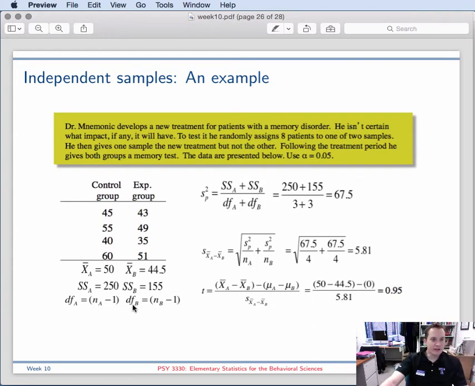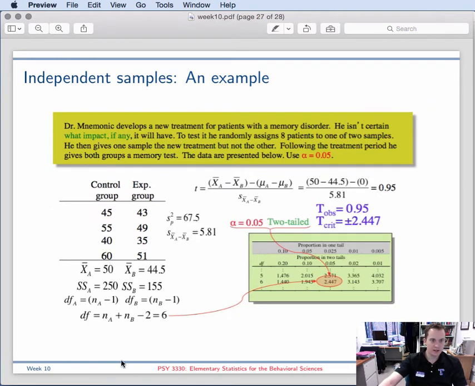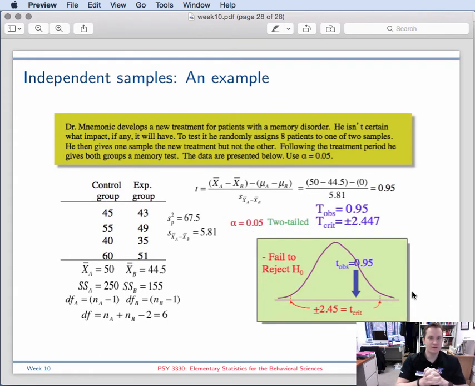Well, our degrees of freedom total that we're going to use is 3 plus 3 is 6. All right? So we're going to, just for the heck of it, look up a two-tailed test. The degrees of freedom total will be 6, and we go in our table and we find that the critical t-value is 2.447. Our observed t-value is only 0.95, so what that means is we're not extreme enough, and hence what we do is we fail to reject the null hypothesis.